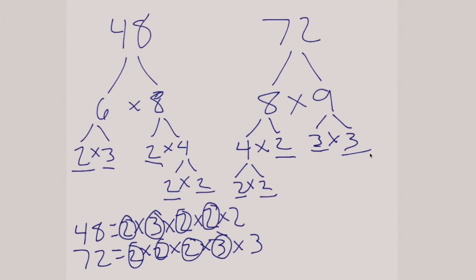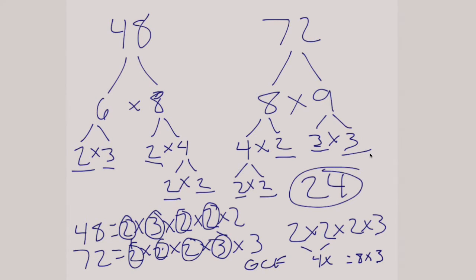Now, for every pair, I write that number one time. So, for my first pair of 2's, I'm going to write 2, and a second pair of 2's times 2, and my third pair of 2's times 2, and my pair of 3's times 3. Now if I do 2 times 2 is 4, times 2 is 8, and 8 times 3 gets me a GCF of 24. Let's take a look at one more.